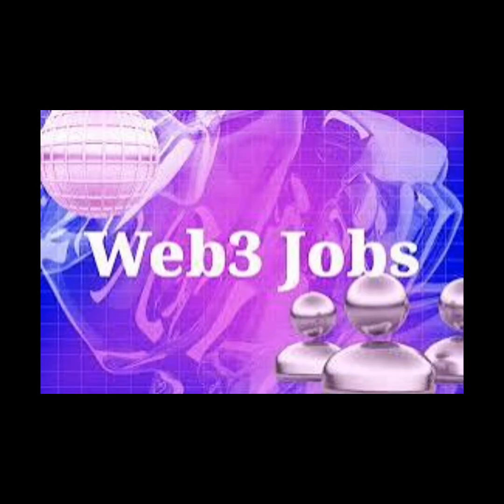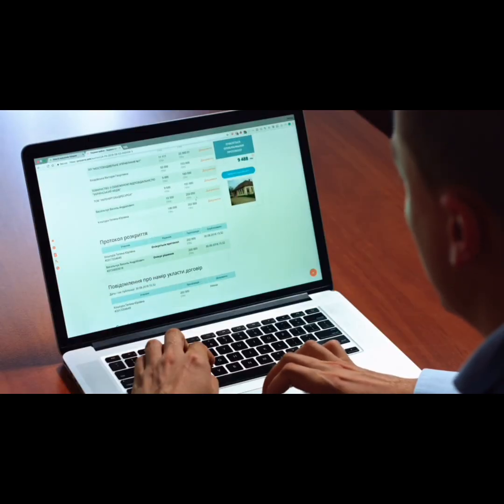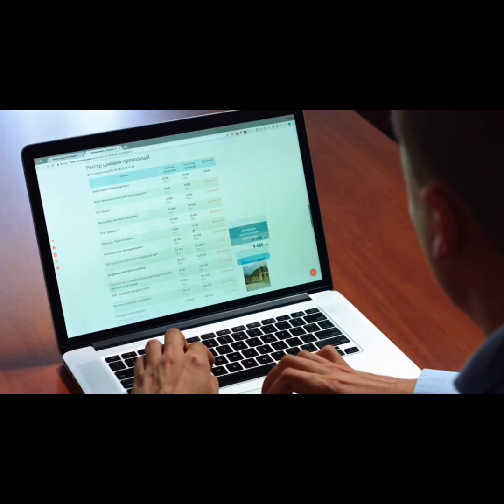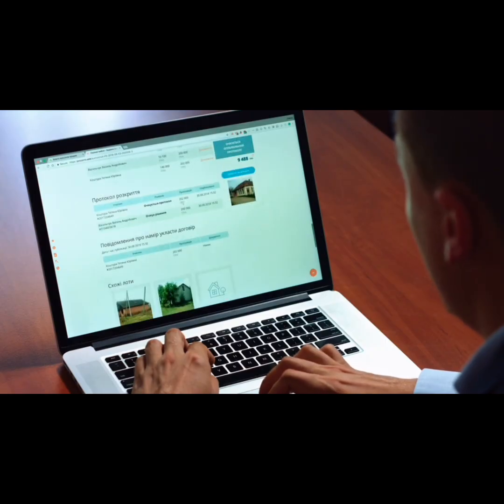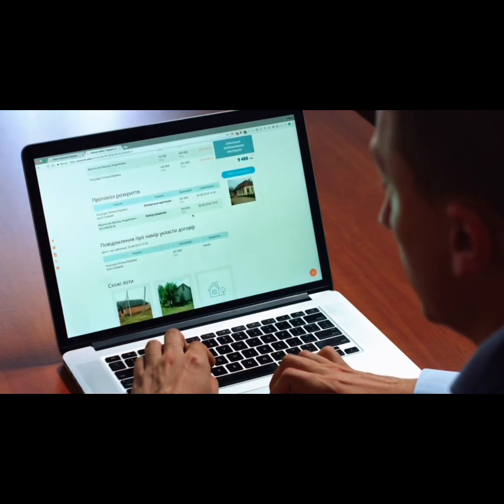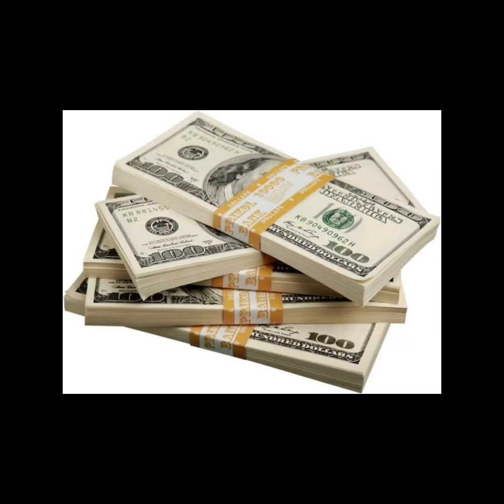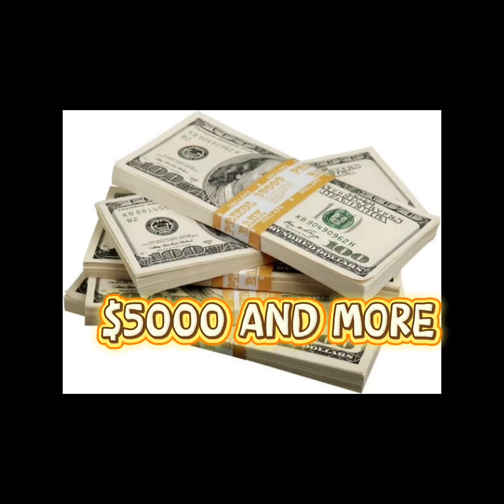Now the baba of them all, the senior boss, we have Web3 jobs. What you have to do is simply have a skill, either technical or non-technical. Then you go to Web3 projects that need your skill, and you will be paid for rendering your services. Overall you can make $5,000 and up.